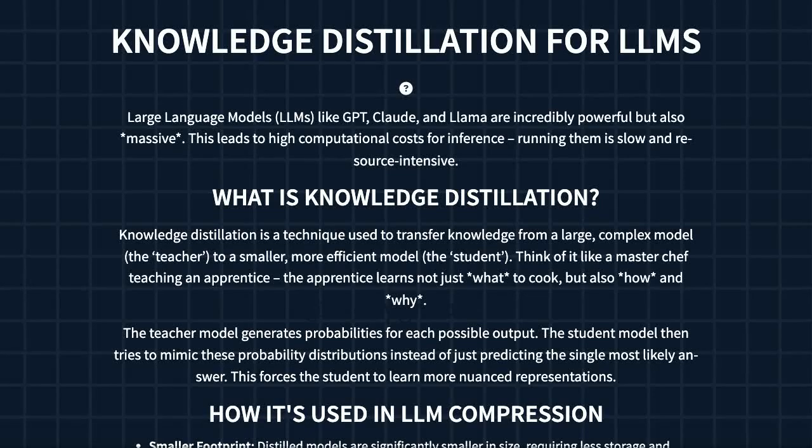Okay, let's talk about how we can make these huge language models actually usable on a wider range of devices. One clever technique is called knowledge distillation. Basically, it's like having a master model, often a really big one like GPT, teach a smaller, more nimble student model everything it knows. The student doesn't just learn the right answers, it learns how the teacher arrives at those answers. This allows us to create much more compact models that are faster and less demanding on resources, making them great for things like mobile apps or edge devices.